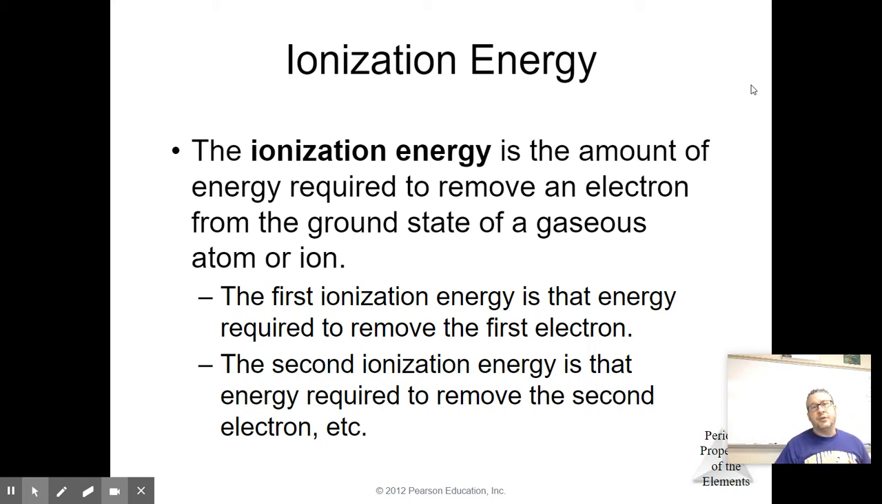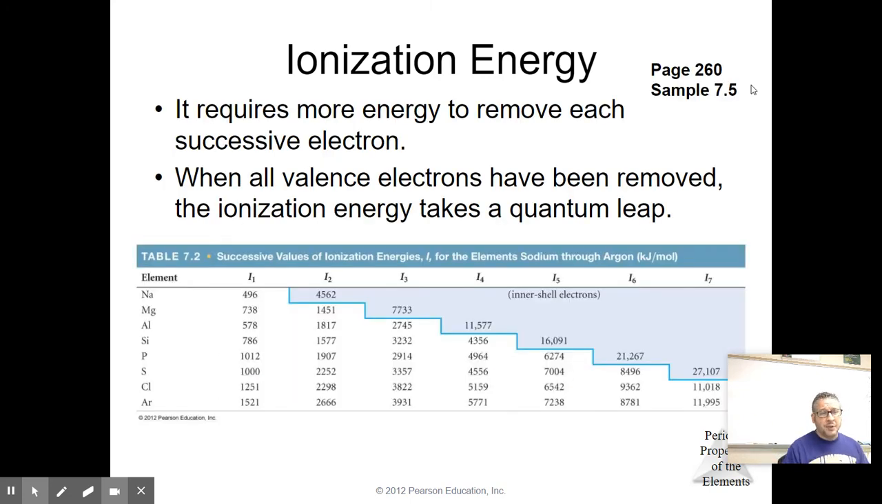And we have levels of ionization energy. The first ionization energy is the energy required to remove the first electron. The second ionization energy is the energy required to remove the second electron. I bet you can probably at this point gather what the third ionization energy is. If you guessed it's the energy required to remove the third electron, you win. So let's take a look at some examples here.